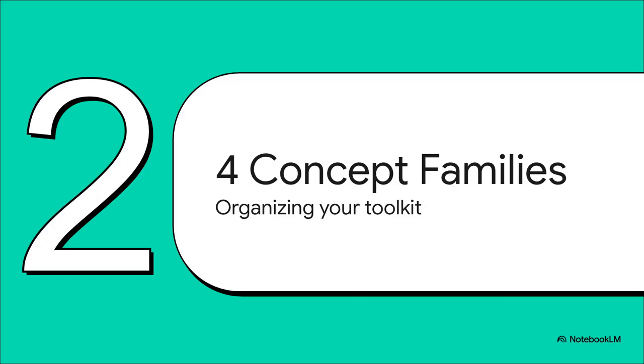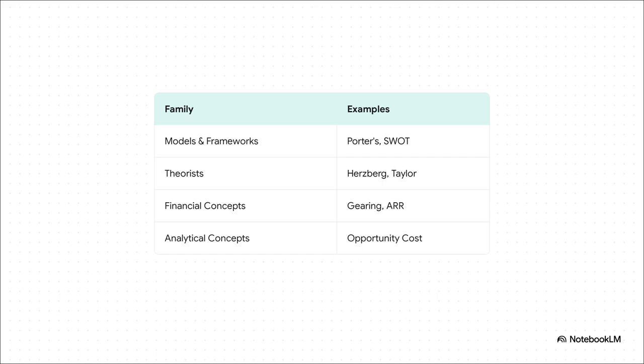Moving on to Section 2, the 4 concept families. It's time to organize your toolkit. AQA lists quite a few of these, so let's break them down into a nice, neat mental model. We can basically categorize our entire toolkit into 4 distinct areas. First up, models and frameworks. Think things like Porter's 5 forces or the triple bottom line.